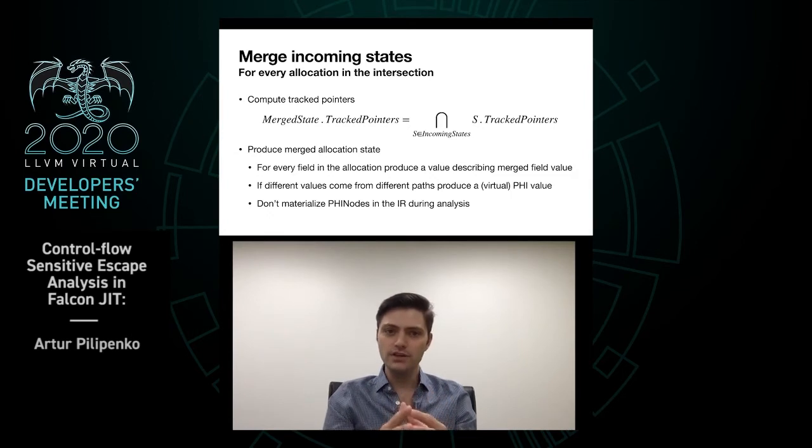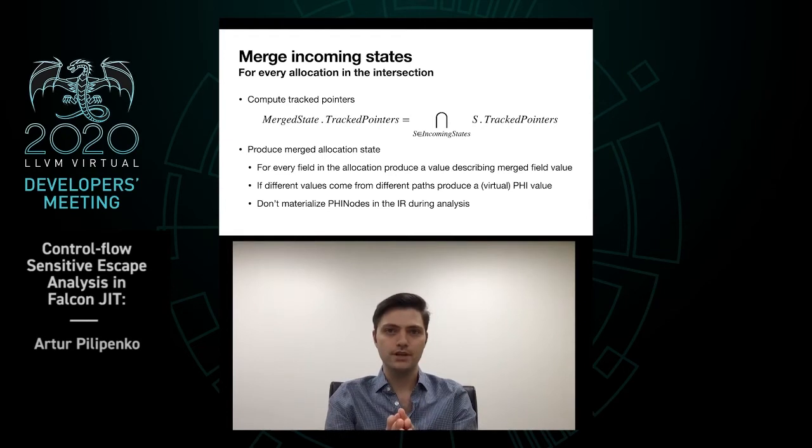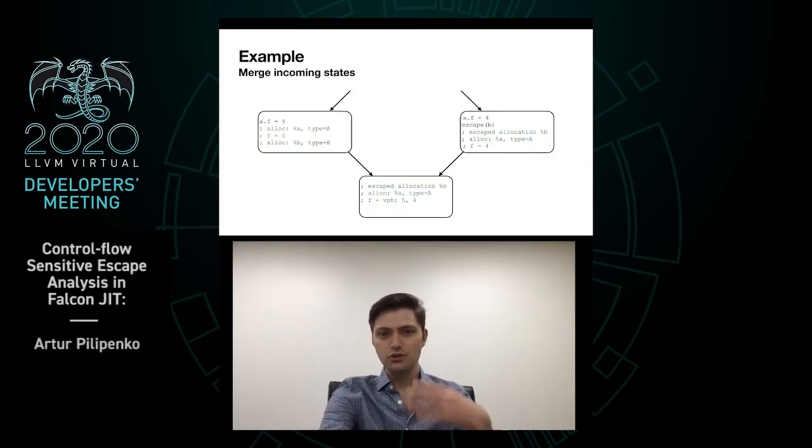So for every field, we produce a value describing the value of the field after the merge. If all incoming paths have the same value for the field, we'll just use this value. But if there are different values coming from different paths, we need to create a phi value. And because we are doing a pure analysis at this point, we don't want to materialize phi nodes yet. So instead, we remember everything we would need in order to materialize a phi node if it is required, and we call this a virtual phi. So in this example, the merge state would contain one allocation, and the value of the field of this allocation will be a virtual phi.